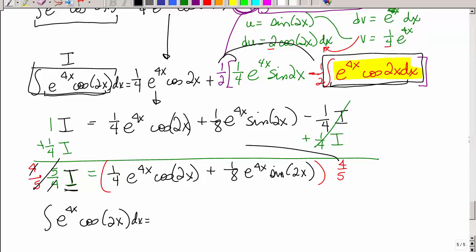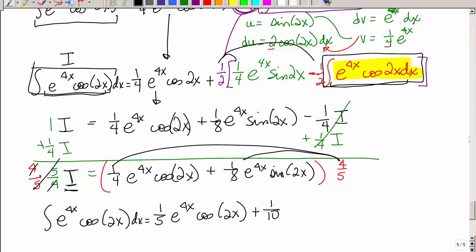Okay, so now I'm going to distribute. So I have 1/5 plus, let's see, 4, 8, that's going to be 1/10. And since I'm integrating, I have to remember to put that constant. So that is repeated, and you end up with the same thing, and you have to collect like terms, and you just need to be very careful.